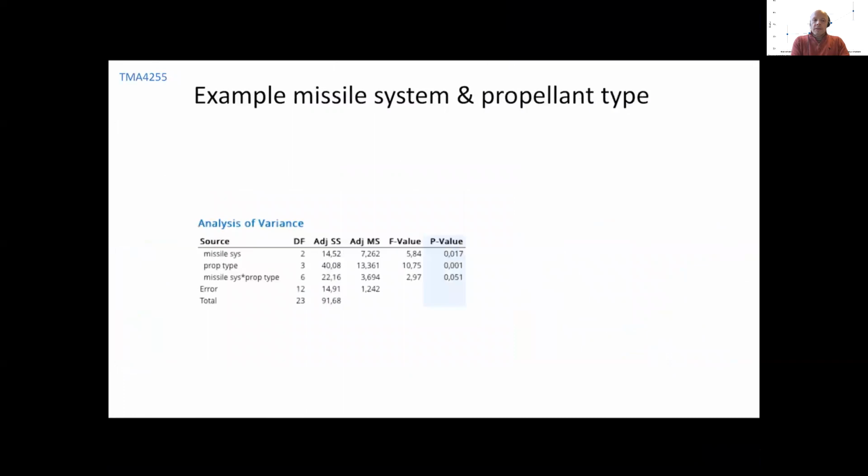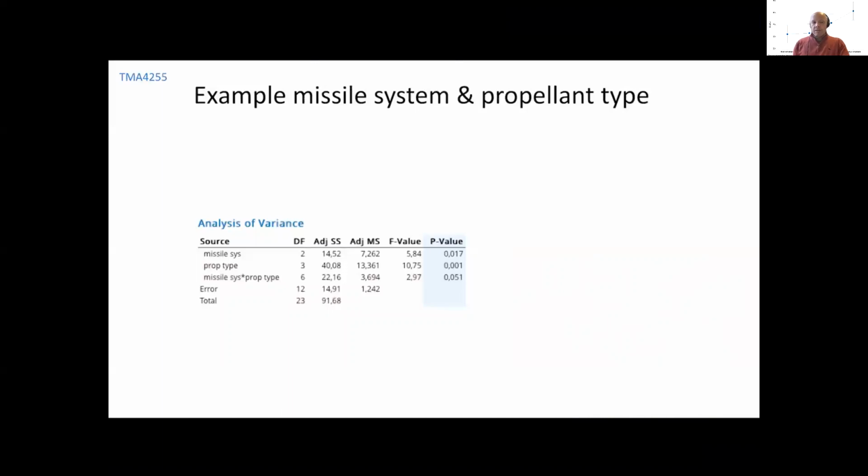So this can be done in most software types. Here's an analysis of variance table where we see that there is some interaction, but maybe not so much, 0.05 p-value. So that means we are out in the tail, but not very far out in the tail.